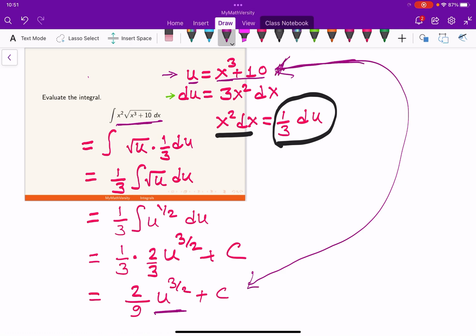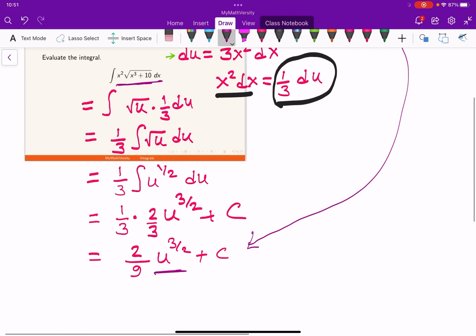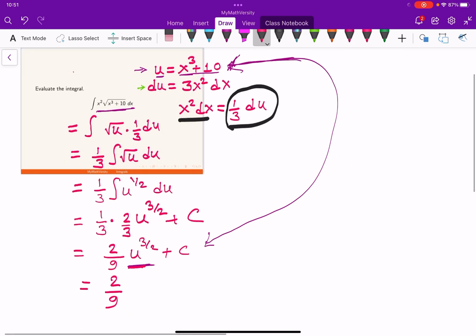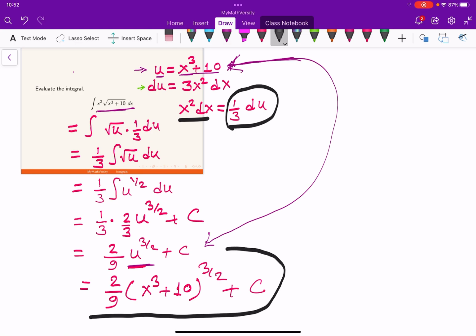So our answer would be 2 over 9 times u, and if we replace u back with x cubed plus 10, we have 2 over 9 times x cubed plus 10 to the power 3/2, plus c. That should be it, because this is the antiderivative of the given function x squared times the square root of x cubed plus 10, and that's how we evaluate that given integral.